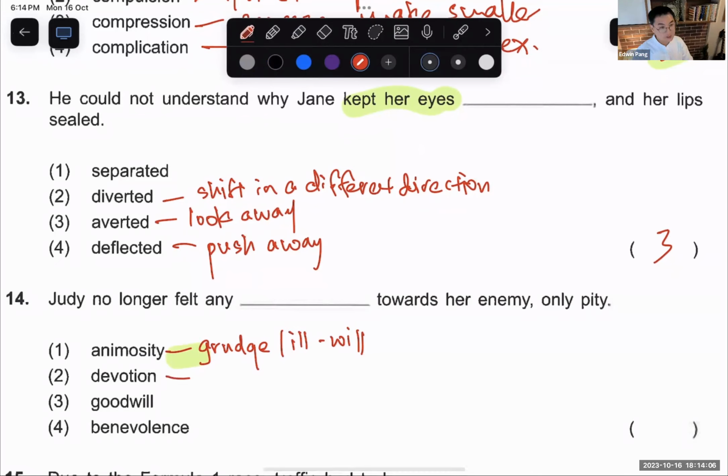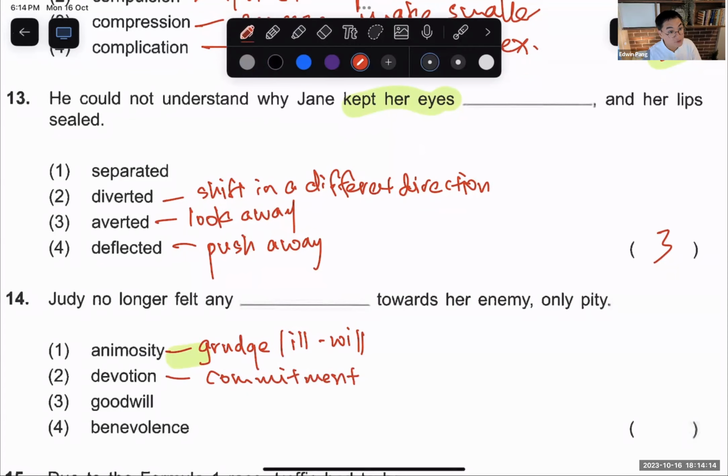Animosity. Devotion would be commitment. You are committed to someone, committed to their good, of course not their evil. Goodwill is the opposite of animosity. These are antonyms. Benevolence is kindness.